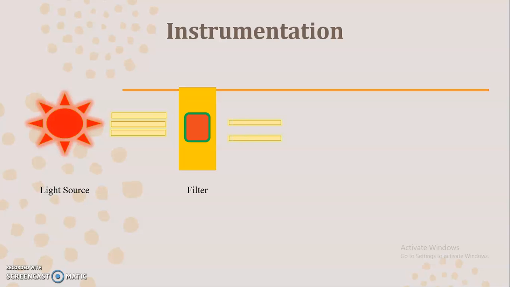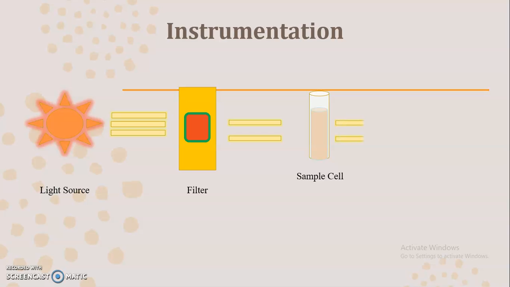After the selective light passes from the filter, it will fall on the sample cell, which consists of a heterogeneous solution, for example a suspension. When this light falls on the surface of these particles, depending upon the particle size of the sample solute molecules, some amount of light will be reflected, some amount will be scattered, or some amount will be transmitted.